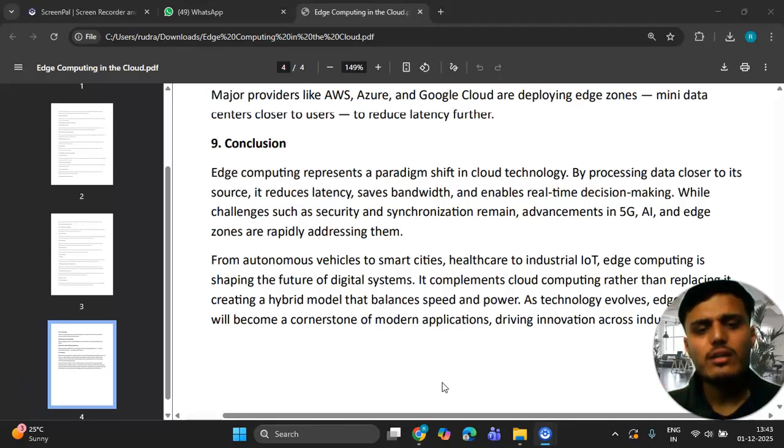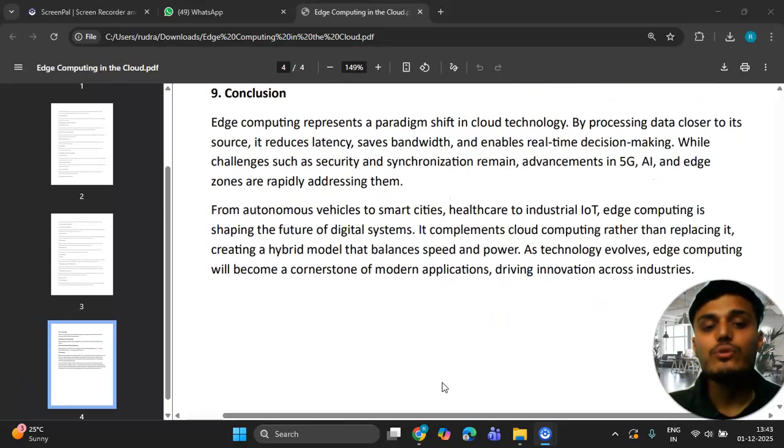From autonomous vehicles to smart cities, healthcare to industrial IoT, edge computing is shaping the future of digital systems. It complements cloud computing rather than replacing it, creating a hybrid model that balances speed and power. As the technology evolves, edge computing will become a cornerstone of modern applications, driving innovation across industries.